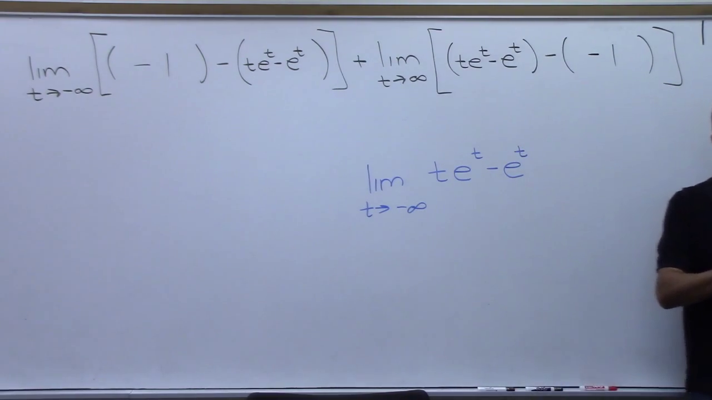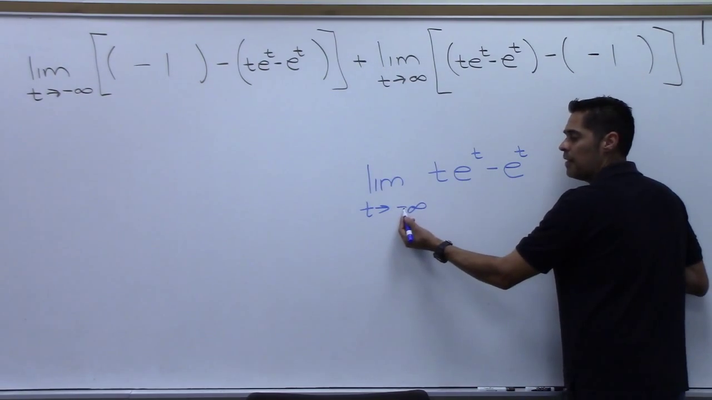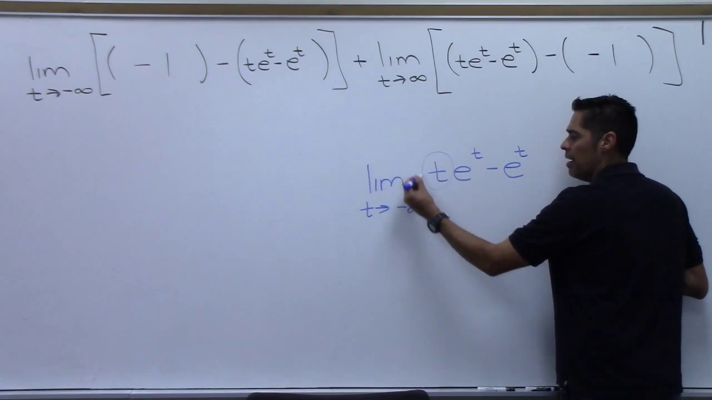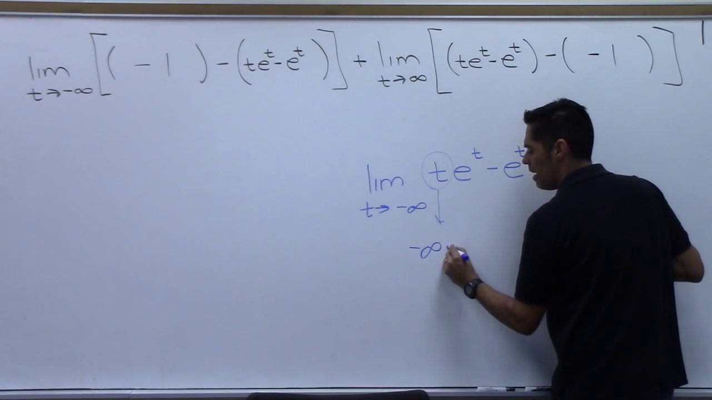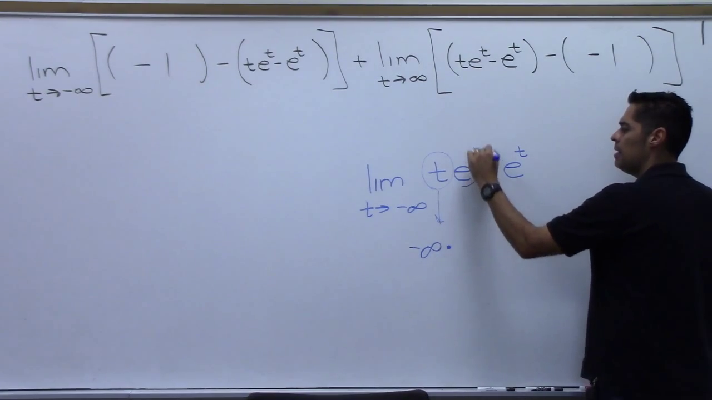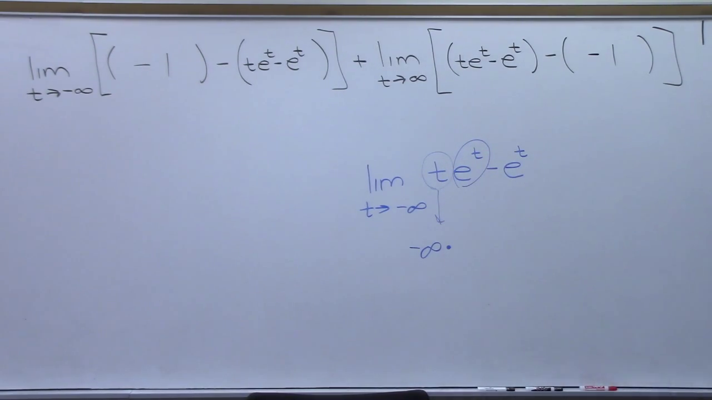Okay, can we discuss this? All right. t is going to negative infinity. Where does this go then? Negative infinity times e to the negative infinity. What does e to the negative infinity mean?